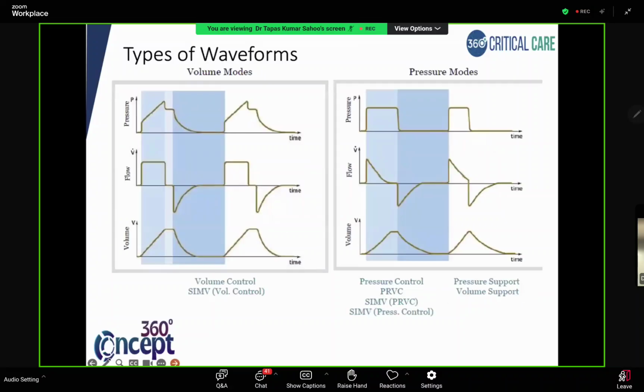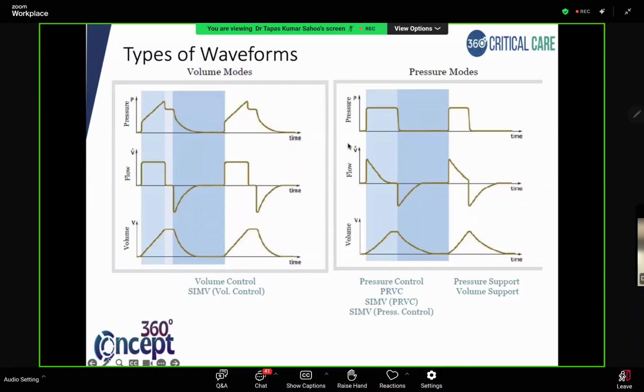Clear? Now, if we are trying to differentiate between the volume mode and the pressure mode, I asked you the question two slides before. In the volume mode, you will get the pressure scalar like this, flow scalar like this, and the volume scalar like this. This is volume control. In the examination, they will try to confuse you, so you have to be very sure.